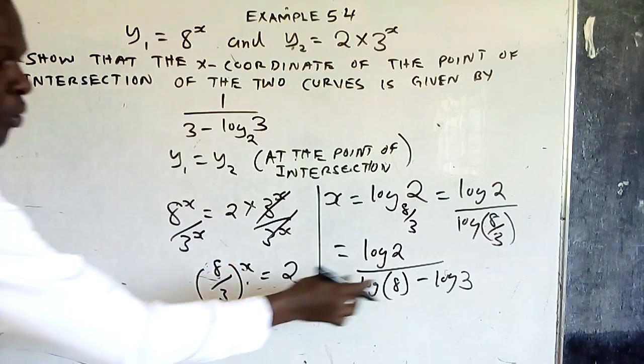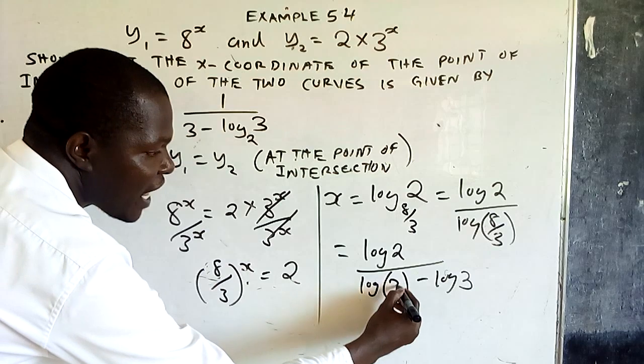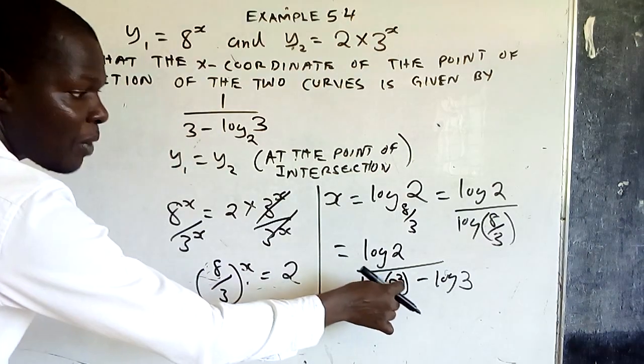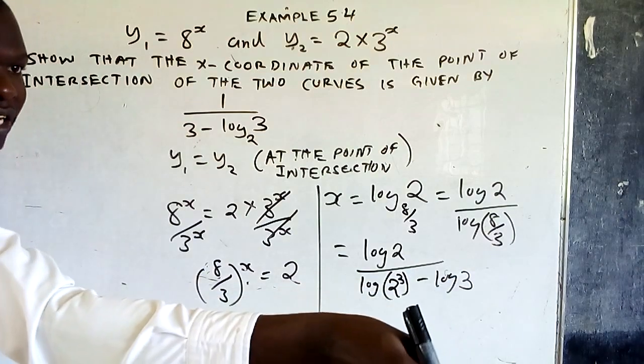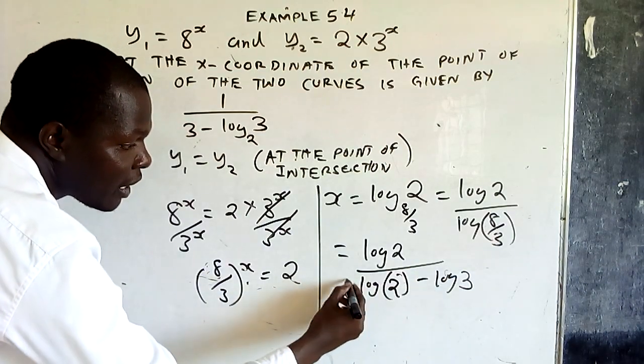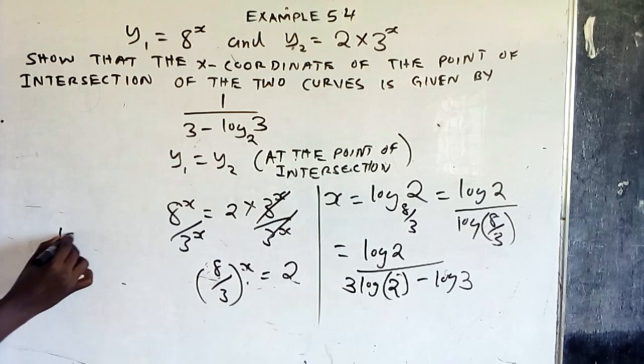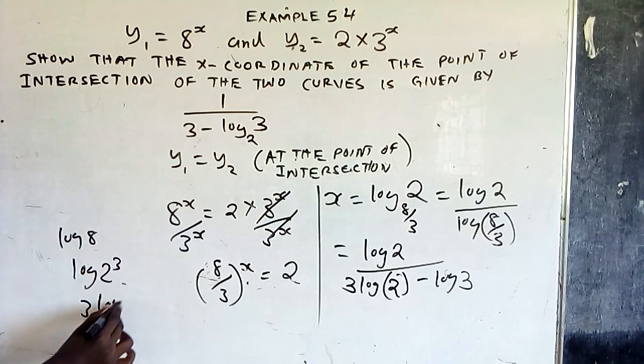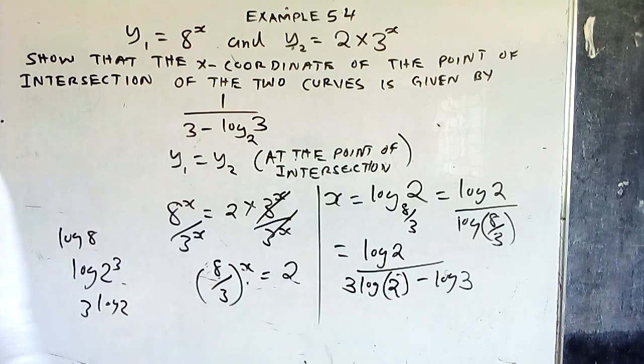Then look at this. What is 8? That is where you now factorize. 8 is 2 raised to power 3. Then this power 3 can be written as the coefficient. This power 3 becomes the coefficient, meaning that log 8, which is the same as log 2 raised to power 3, is the same as 3 log 2. So log 8 we can write as 3 log 2. Are we together? Yes.